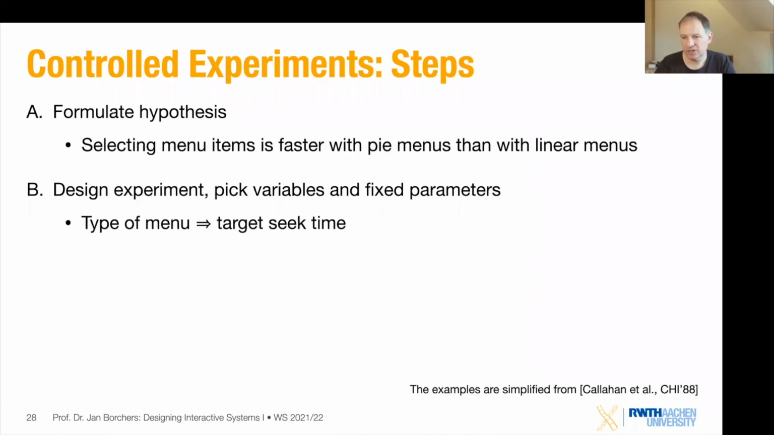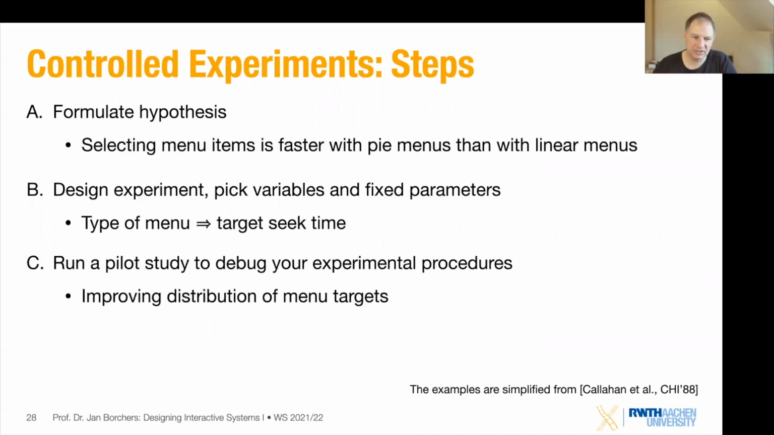Step number B then means designing the experiment, picking the variables and fixed parameters. In this case, we would say, well, the menu type, pie menu or linear menu, is the variable that we change, right? It's the variable that we control. We change it in a controlled fashion. And what the parameters are that we're going to measure then is, for example, how fast people are to select a target, right? To seek out a target on screen with this menu, to select a particular menu item.